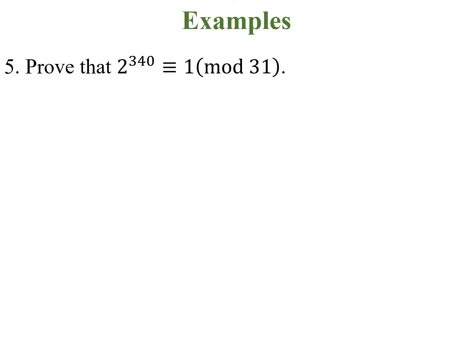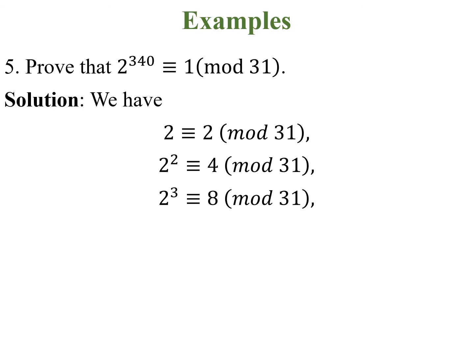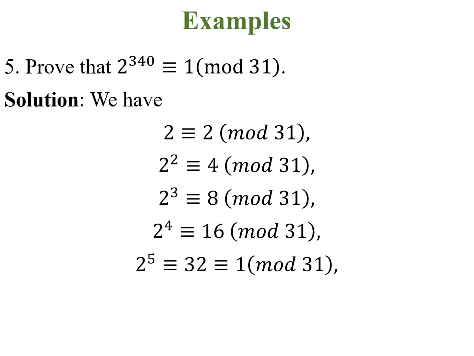Just like the previous problem, you have to take the powers of 2 and their congruence modulo 31. We have 2 is congruent to 2 modulo 31, 2 raised to 2 is congruent to 4 modulo 31, 2 raised to 3 is 8, congruent to 8 modulo 31, 2 raised to 4 is 16, congruent to 16 modulo 31, 2 raised to 5 is 32. But 32 is greater than 31, so subtract 31 from 32 and you get 1. So 32 is congruent to 1 modulo 31. Indirectly 2 raised to 5 is congruent to 1 modulo 31.